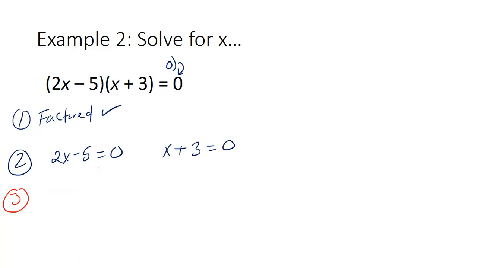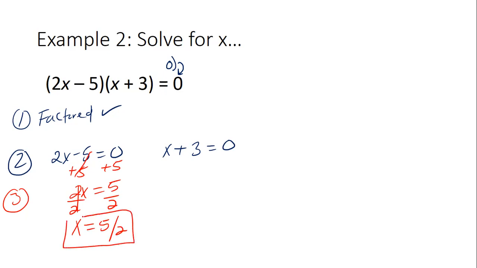Step 3 is to solve. So I need to get x by itself. This is middle school 101. How do I get x by itself? Add 5. You're undoing the PEMDAS. And then divide. All right, on the other one, I'm going to do what? Minus 3. So we get x equals negative 3.